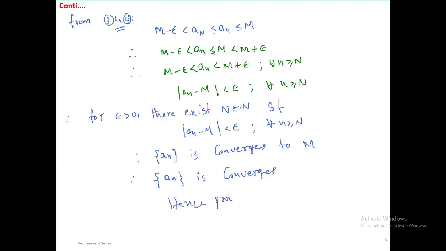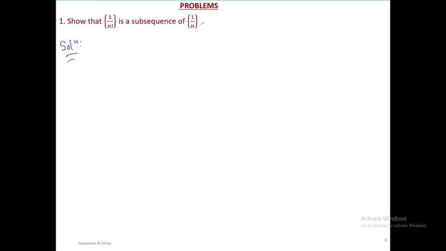So here one note you have to make. What we observed in this theorem is, every increasing sequence... I need to show that this is a subsequence of 1 upon n.